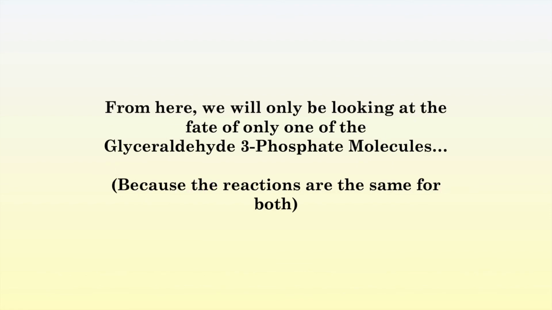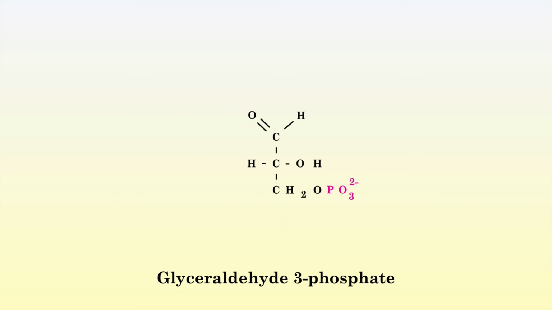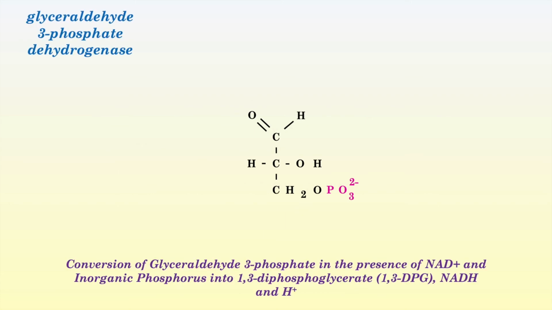From here, we'll only be looking at the fate of one of the glyceraldehyde 3-phosphate molecules, since the reactions are the same for both of them. The glyceraldehyde 3-phosphate is now converted into 1,3-DPG, that is 1,3-diphosphoglycerate, and during this NAD is reduced to NADH. This is done by glyceraldehyde 3-phosphate dehydrogenase.